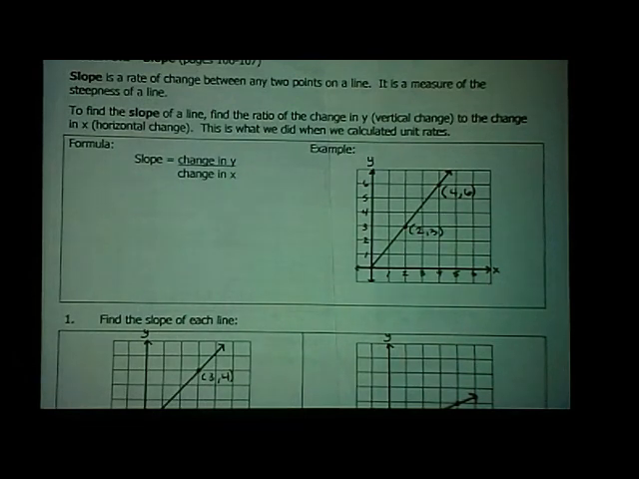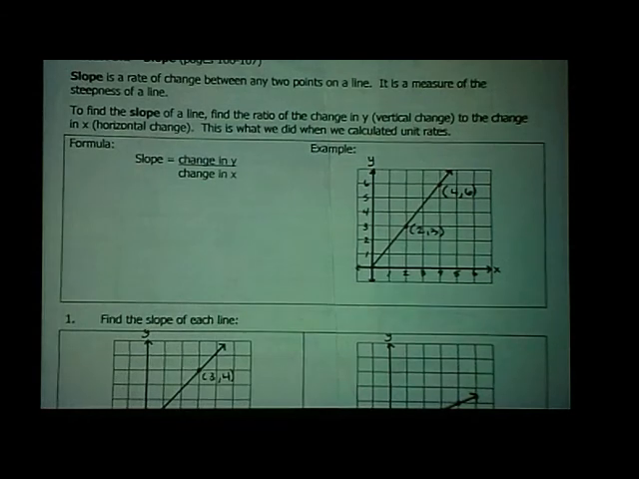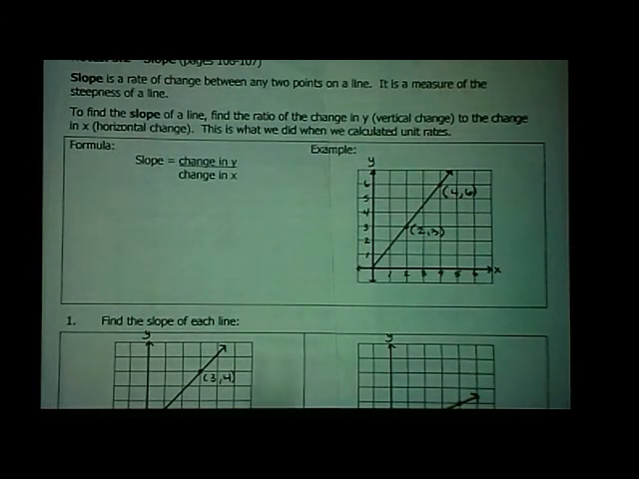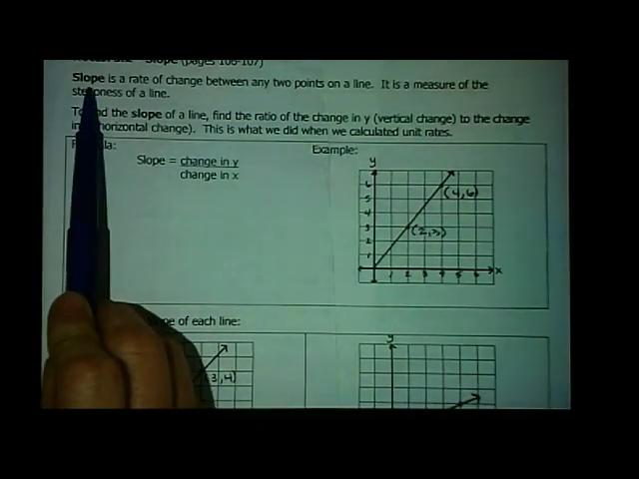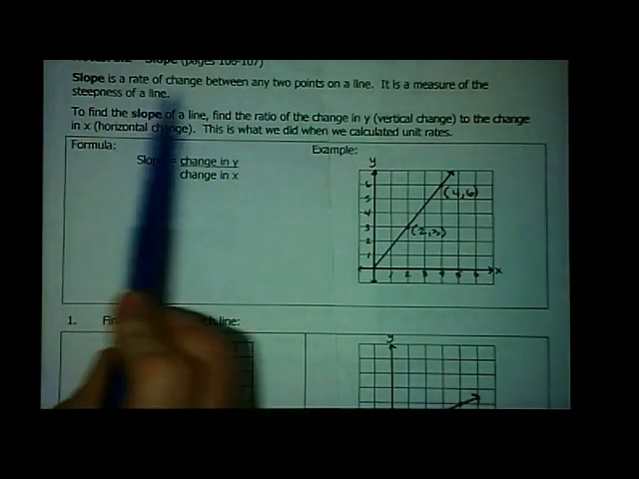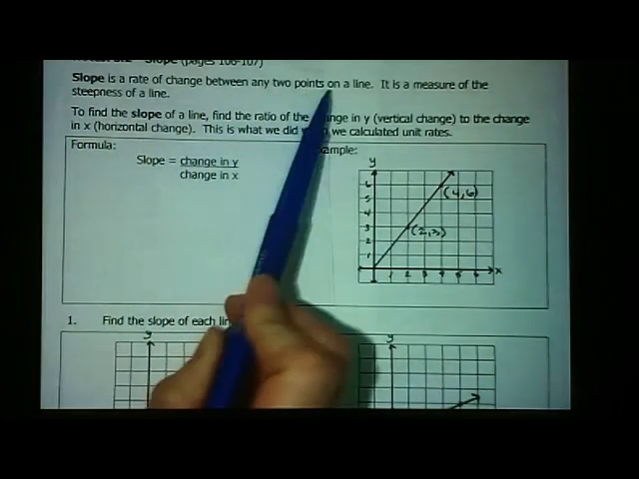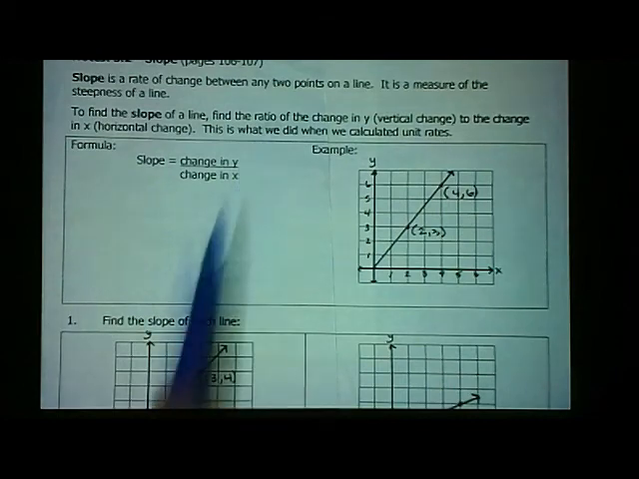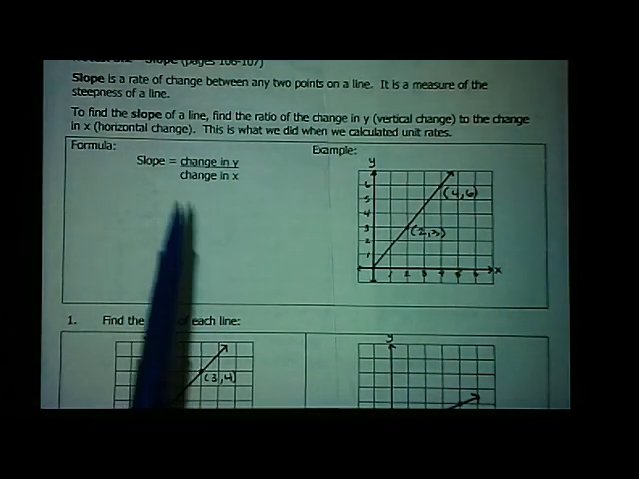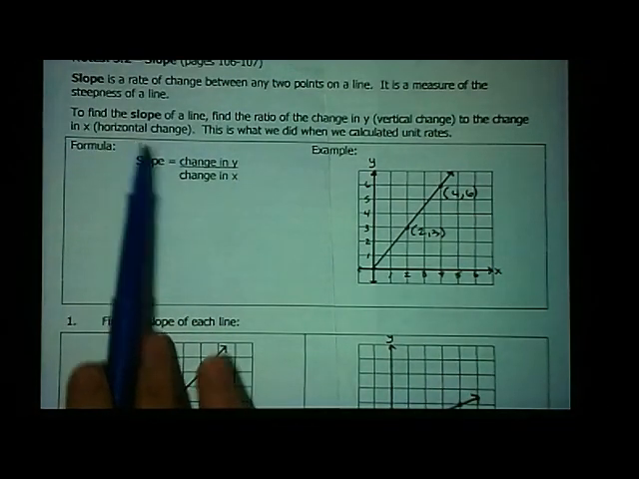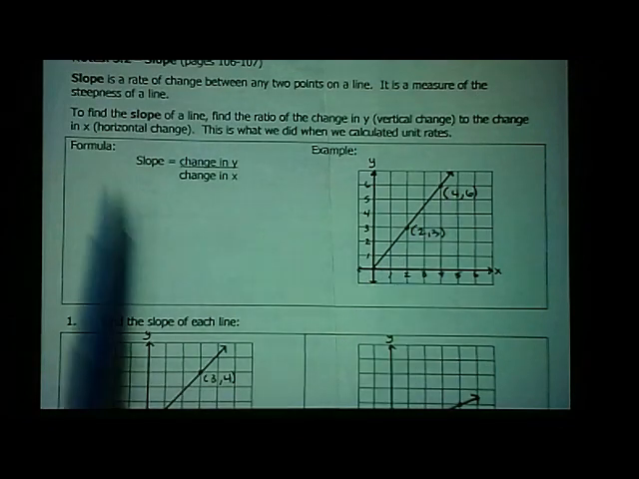Yesterday, you talked about finding rates and ratios, and the last example you did with Mrs. Trombley dealt with a graph, and we're going to do a lot with graphing today. We're going to talk specifically about the concept of slope. Slope is a rate of change between any 2 points on a line, so it requires only 2 points. It is a measure of the steepness of a line, so literally how steep is the line.